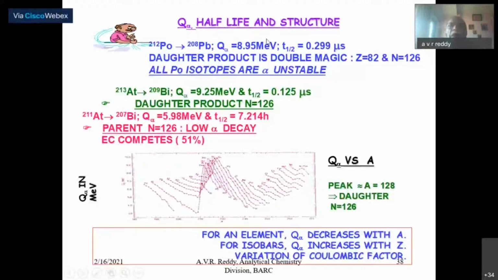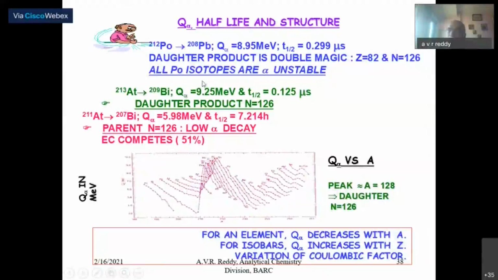Okay. So, half-life and structure, what is the relation? I'll give you an example here. Polonium-212 decays by alpha and the daughter product is lead-208, which has 82 protons. If you remember, Z is 82. Here it is 84. And the alpha energy is very high, 8.95 MeV. And the half-life is 0.299 microseconds. Very fast.